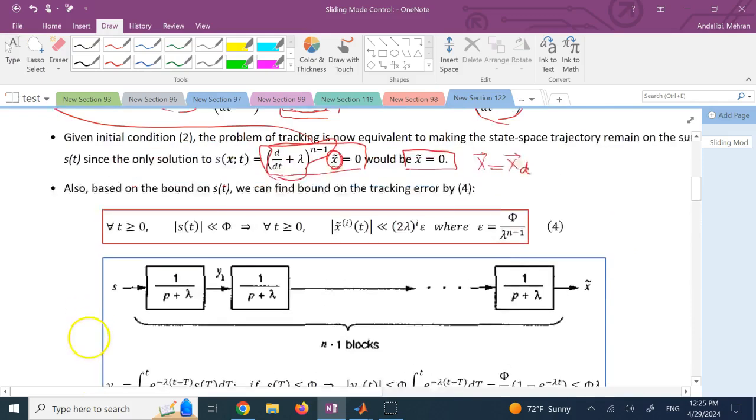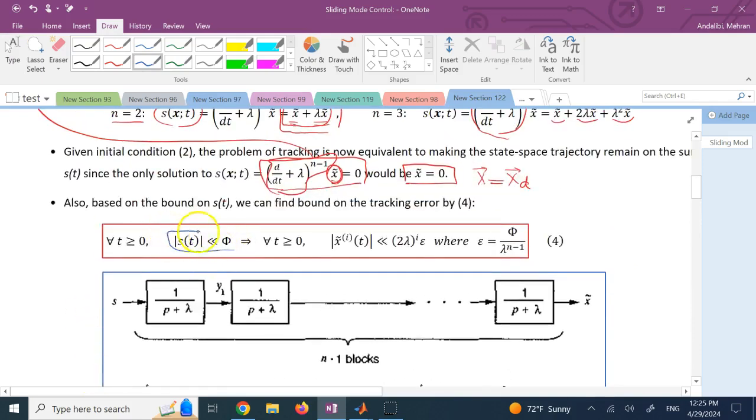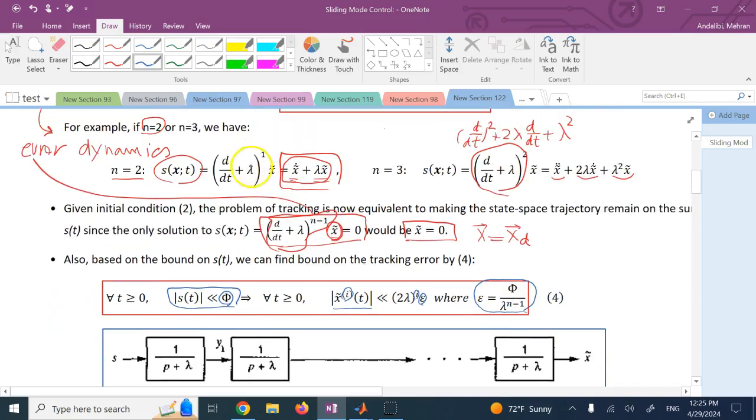So as long as your distance to the surface is, initially, within some parameter phi, then you can show that the magnitude of the ith derivative of x tilde is also going to be less than or equal to lambda to the i times epsilon, where epsilon is that distance phi over lambda to the n minus 1. Again, n is the order of the system. Lambda is this parameter that you choose in the surface, and it can clearly change the orientation of the surface, right? And i is the order of the derivative.